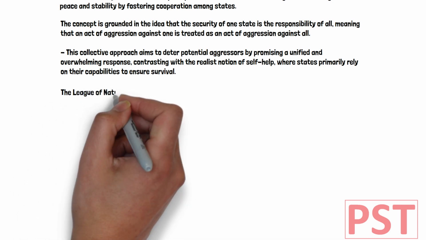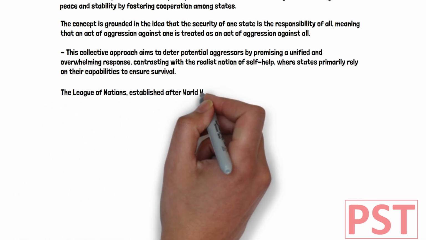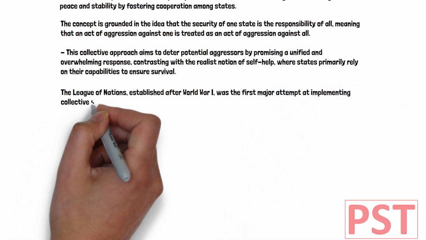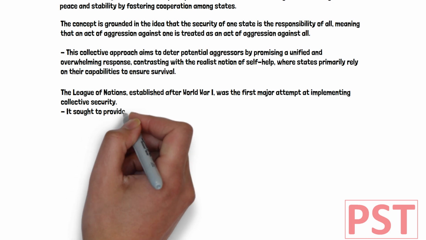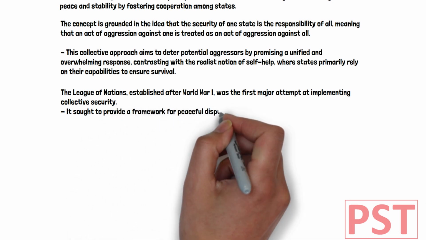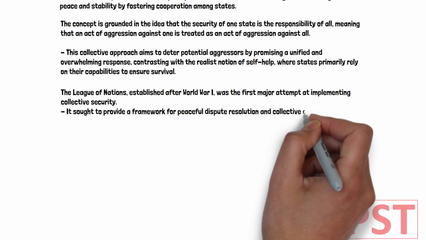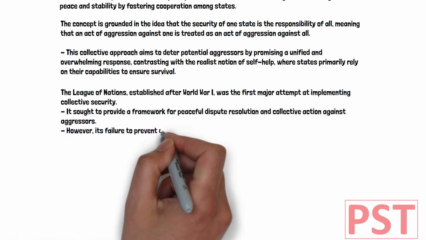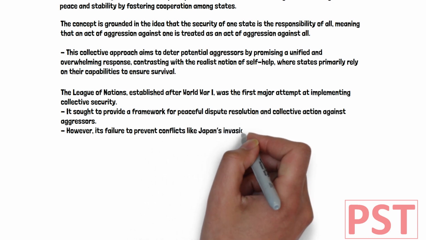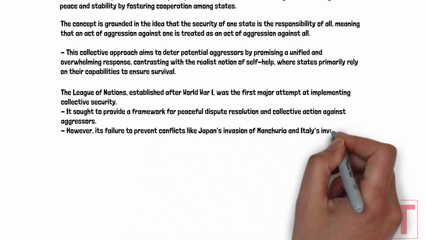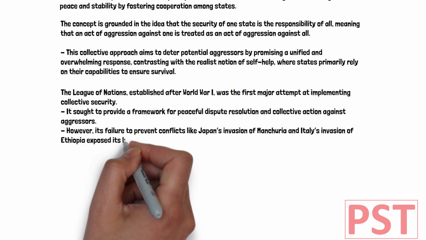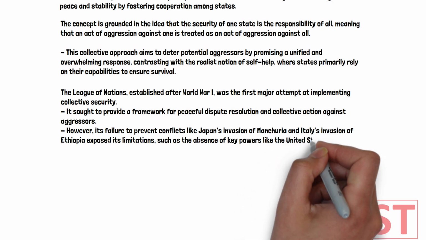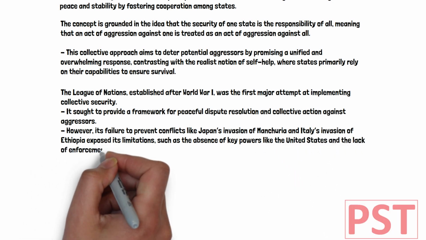In fact, the League of Nations, which was established after World War I, was the first major attempt at implementing collective security. So basically it sought to provide a framework for peaceful dispute resolution and collective action against aggressors. However, its failure to prevent conflicts like Japan's invasion of Manchuria and Italy's invasion of Ethiopia exposed its limitations, such as the absence of key powers like the United States and the lack of an enforcement mechanism.